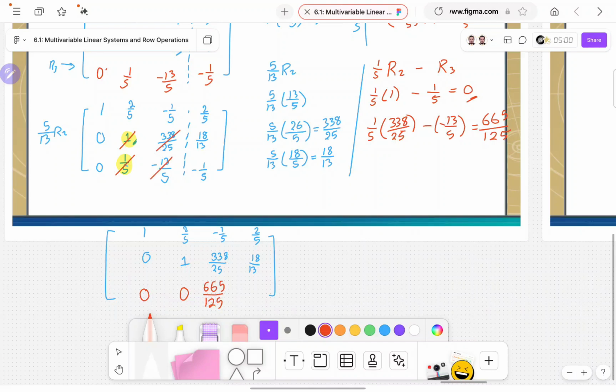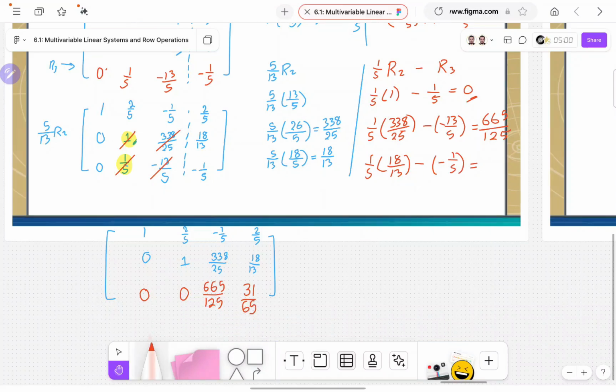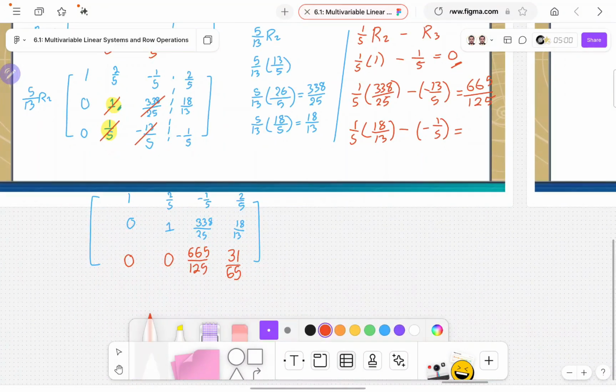So we cancel, we finish from this. Then after that, 1 over 5 times row 2, which is 18 over 13. Then minus 1 over 5. So the answer will be 31 over 65. Okay, I should write it here too.